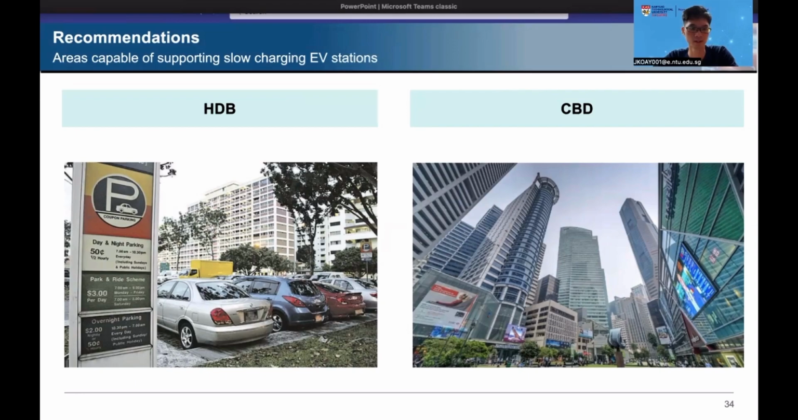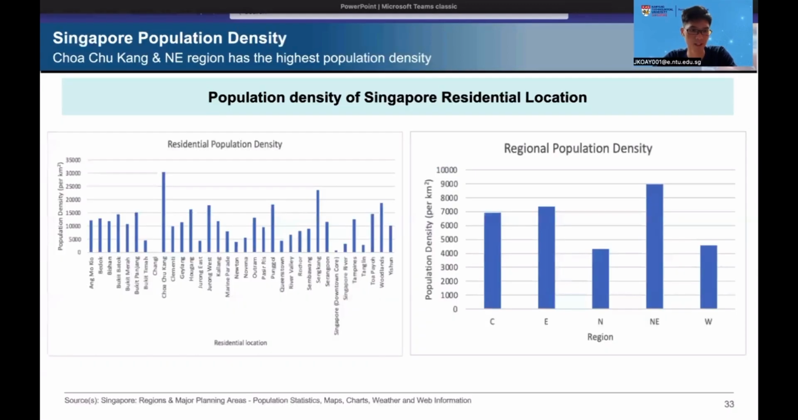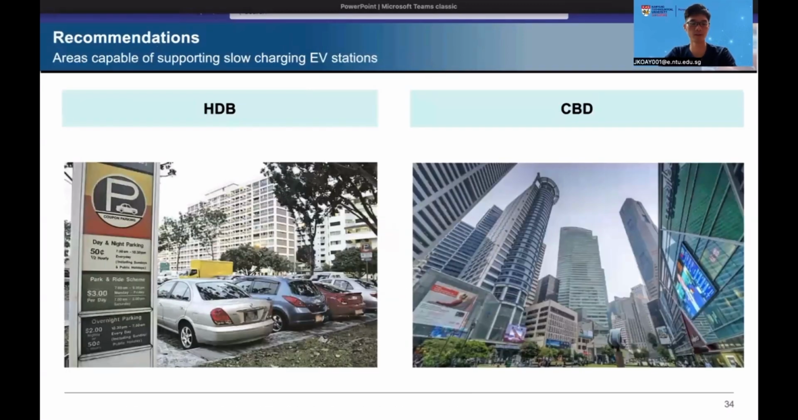Another potential location for the charging station is the Central Business District, offering a convenient option for office workers to charge their electric vehicles during working hours. Our emphasis on slow charging stations is contingent upon the current capacity of our power grid.